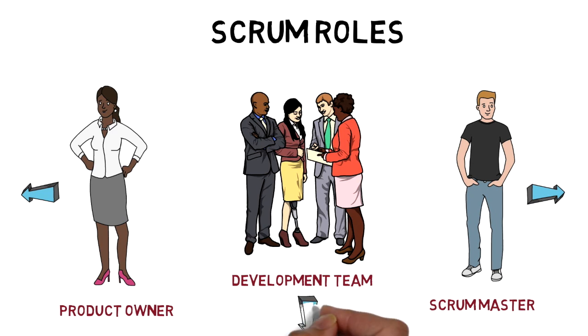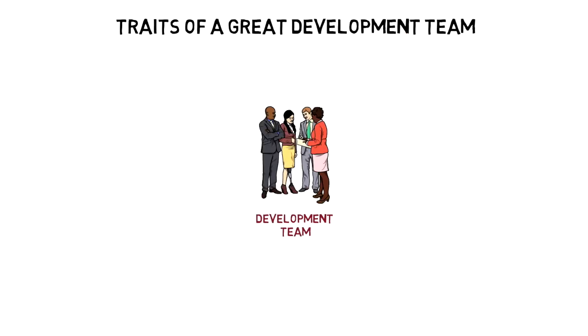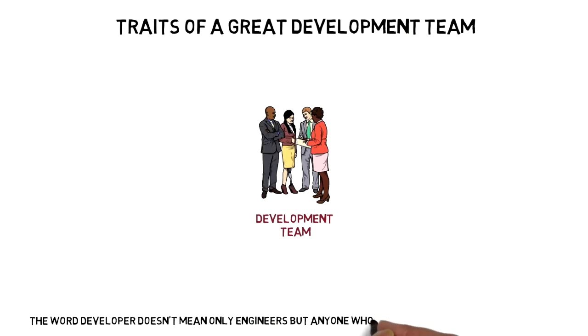Now, let's take a look at the development team. Scrum has broadened the word developer to include not only engineers, but anyone who is involved in creating a product. So a developer role in Scrum means a team member who has the right skills as part of the team to do the work. The development team is a self-organizing, cross-functional unit.